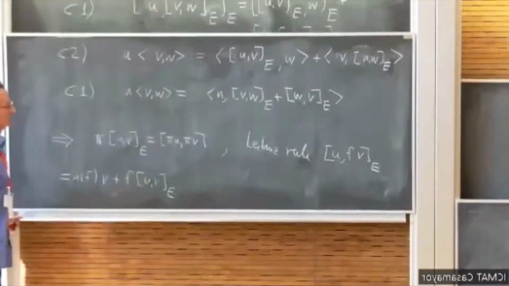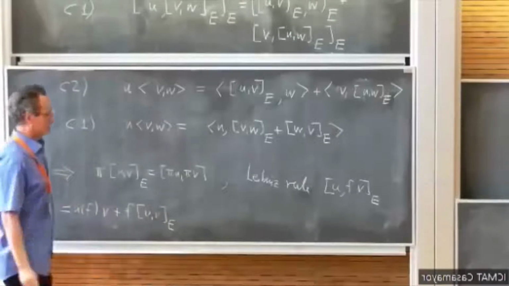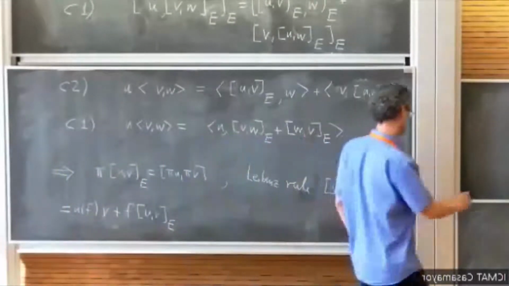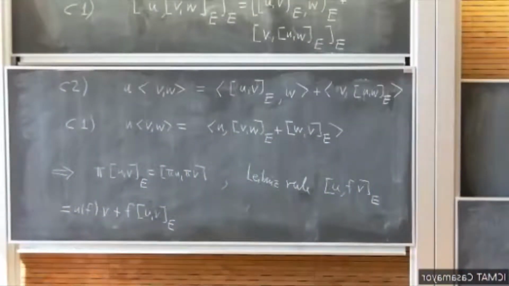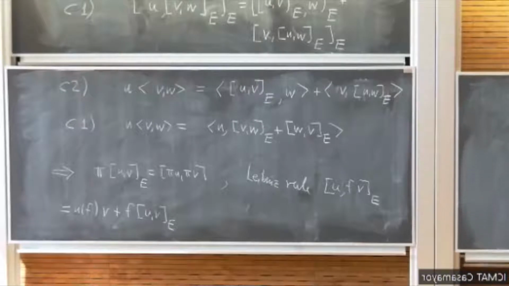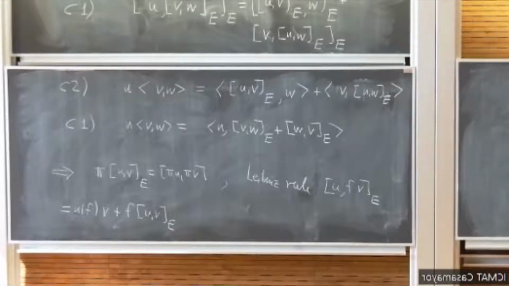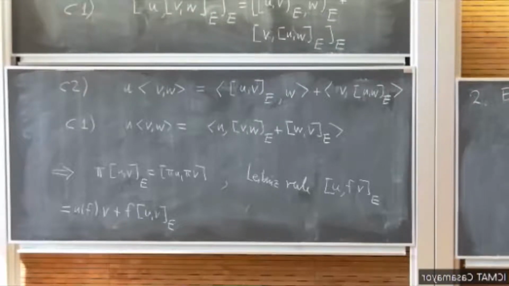Okay, so this is the general definition, and we will be interested in exact Courant algebroids here, because we will work on the generalized tangent bundle of a Lie group. So what is an exact Courant algebroid? Yeah, I think I should put this on the blackboard.